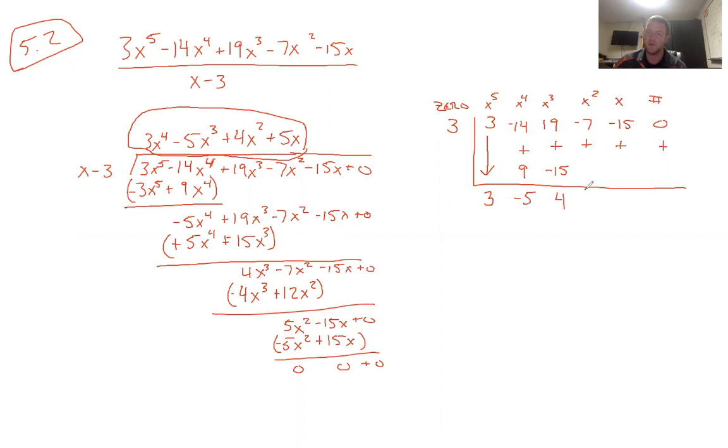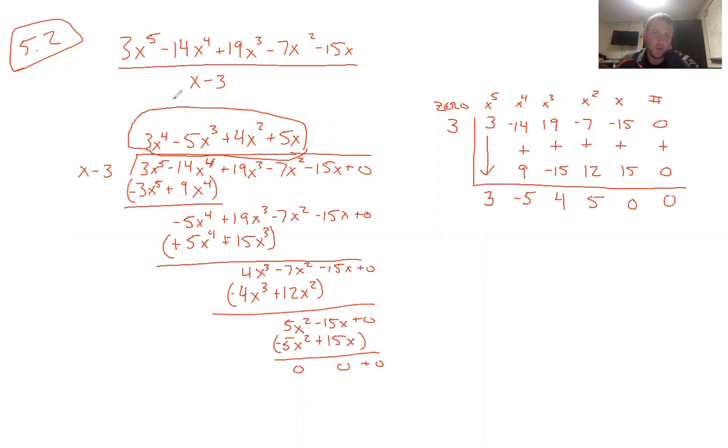Again, to get this number, you multiply. 4 times 3 is 12. 12 plus negative 7 is 5. 5 times 3 is 15. This is 0. 0 times 3, 0. 0 plus 0, 0. Okay? So make sure you finish the whole thing out.